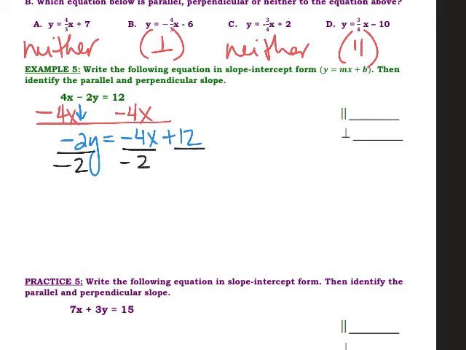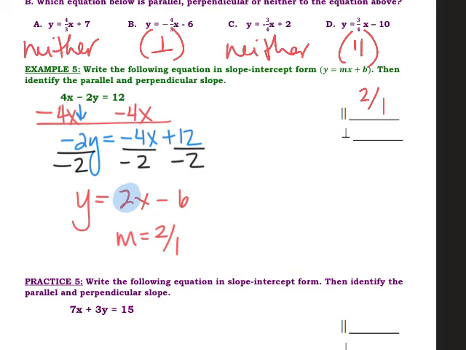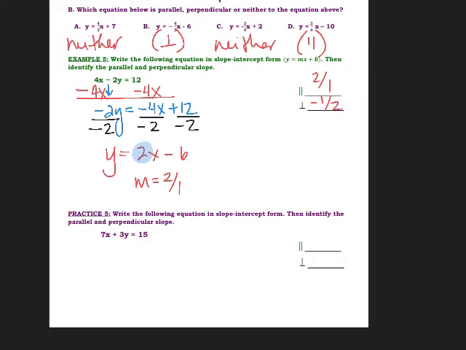Divide by negative 2. So here your y is equal to, what's negative 4 divided by negative 2? 2x. And 12 divided by negative 2? Negative 6, good. So which one's your slope? 2x, but how do we write it? 2 over 1, which means your parallel slope is 2 over 1, and what's your perpendicular? Negative 1 over 2. Good. All right, I'm going to have you guys try the last one, and then we'll be done with the notes, okay? All right, good. I walked by more than half of you guys, had it right, so good job.